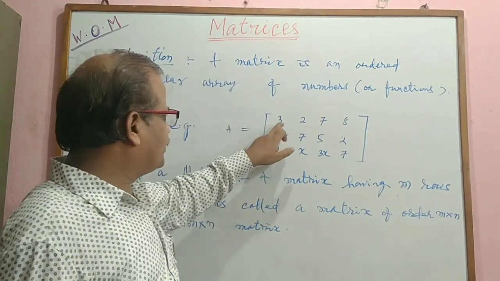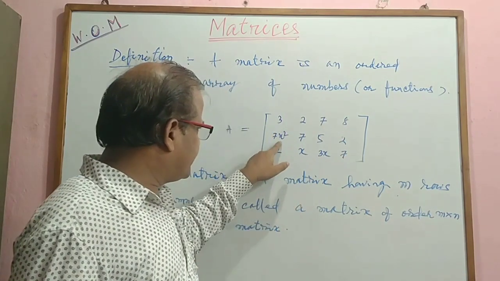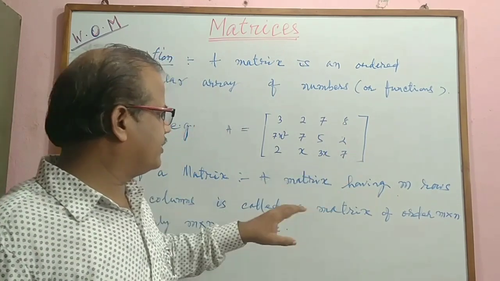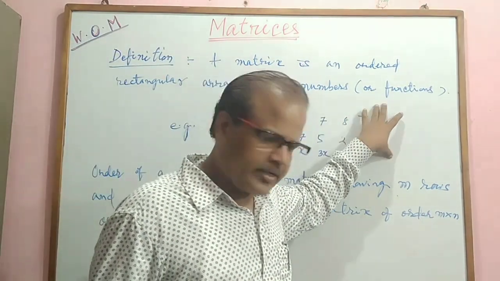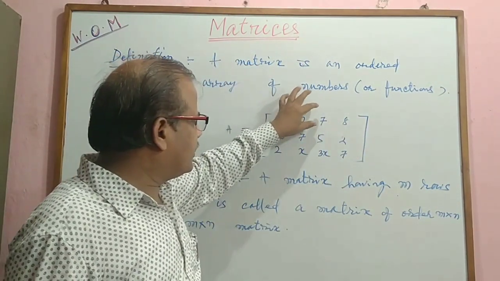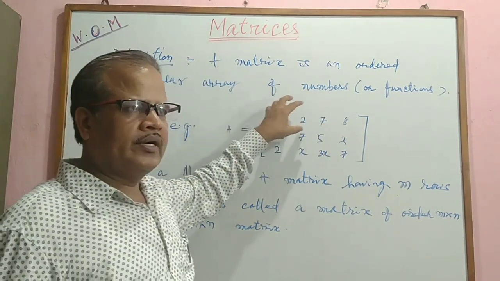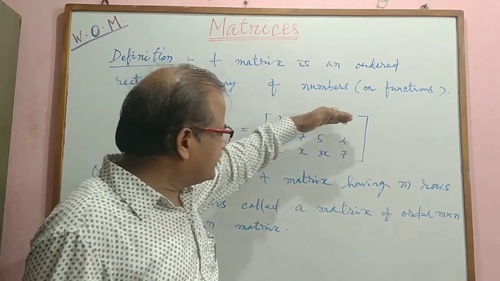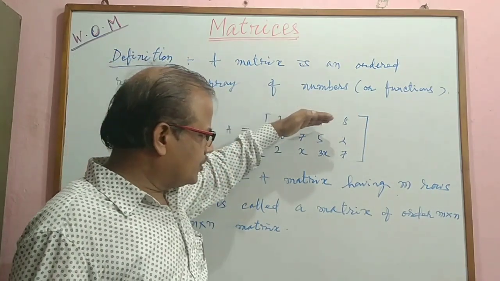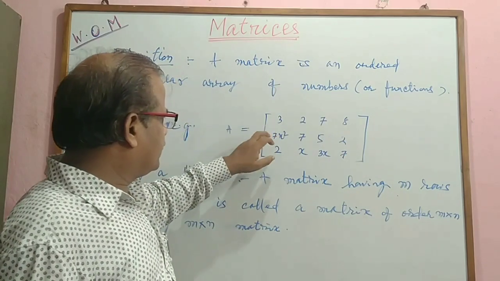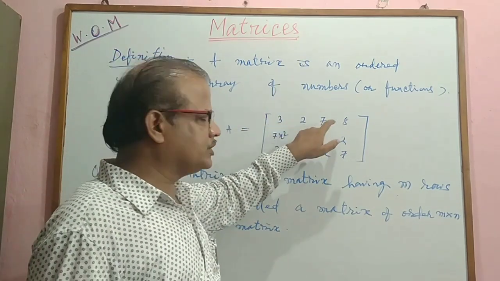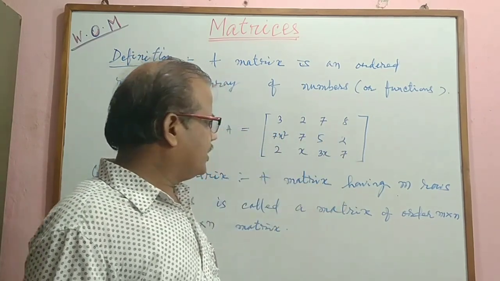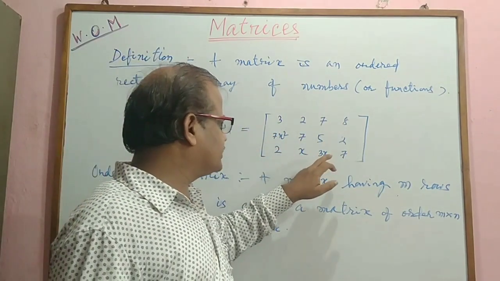A is equal to 3, 2, 7, 8; 7x square, 7, 5, 2; 2x, 3x, 7. It is a matrix. Each of its elements is called an entry. The horizontal lines are called its rows. Here the first row is 3, 2, 7, 8, the second row is 7x square, 7, 5, 2, and the third row is 2x, 3x, 7.